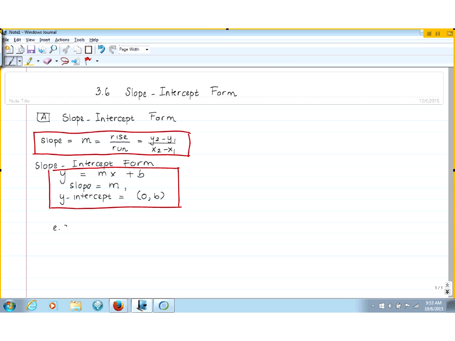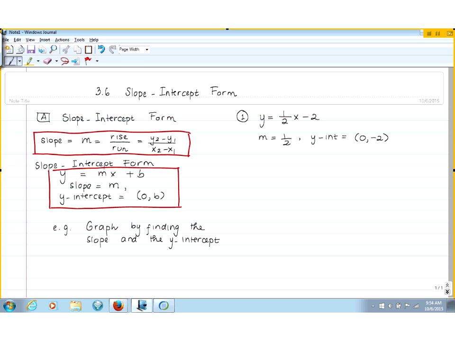Now, I am trying to graph using slope-intercept form. So, for example, graph by finding the slope and the y-intercept. Okay, so number one, y is equal to half x minus 2. So what is the slope here? 1 over 2. What is the y-intercept? 0, comma, negative 2, right?